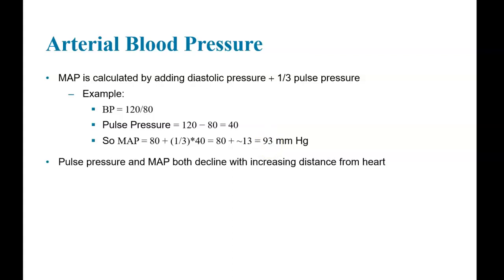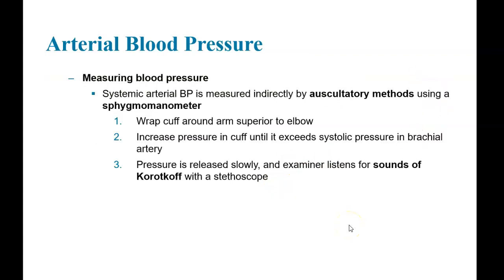And the pulse pressure and the mean arterial pressure both decline with increasing distance from the heart. To measure the systemic arterial blood pressure, you can use an oscillatory method. So this is using the sphygmomanometer, and the way they do this, well, actually, you did this activity in lab.